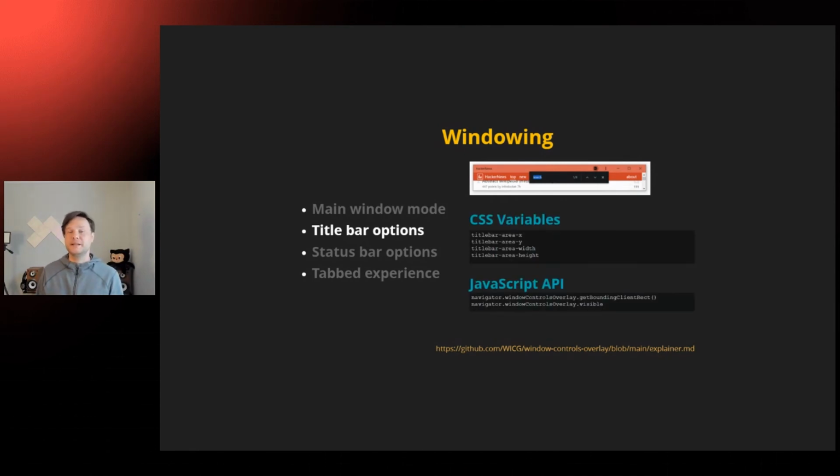How to do this exactly? We have corresponding CSS variables and a corresponding JavaScript API to exactly position what we want to have there. We can also disable status bar hints when users hover over some links. Maybe this is how native applications behave, right, compared to web.